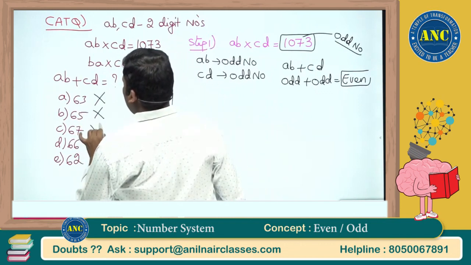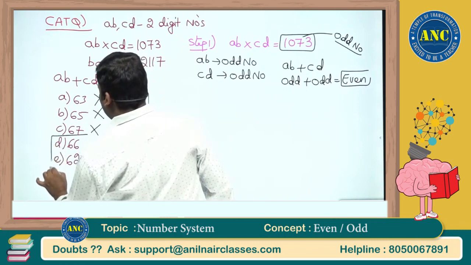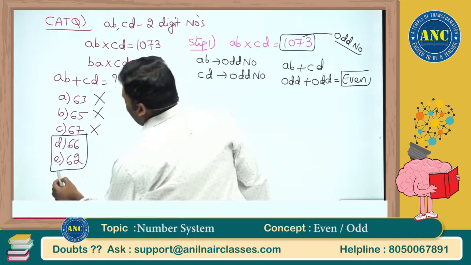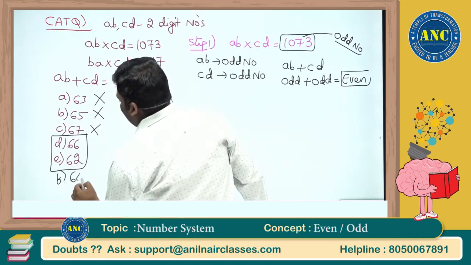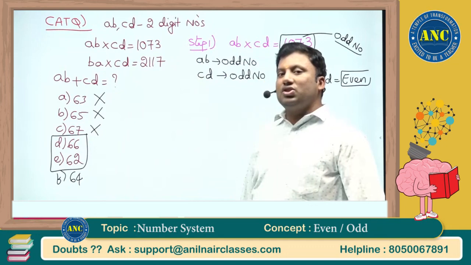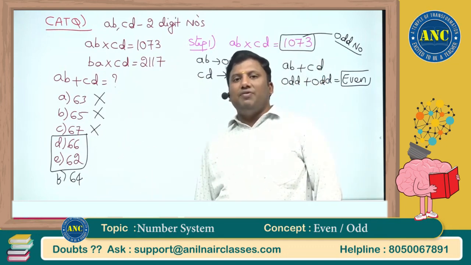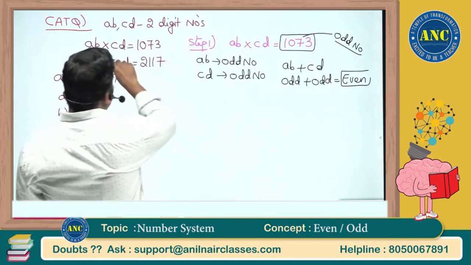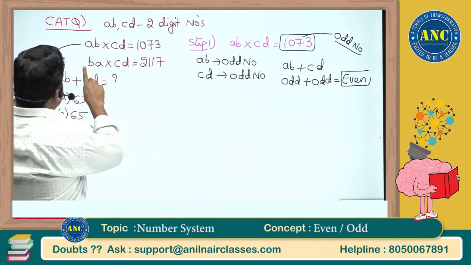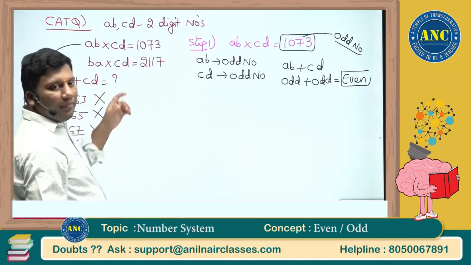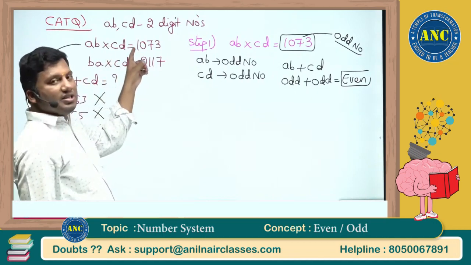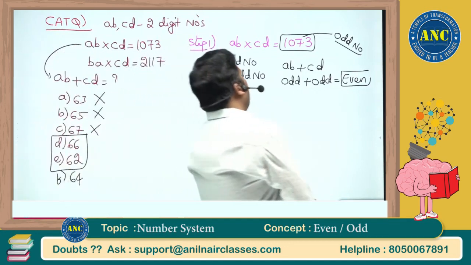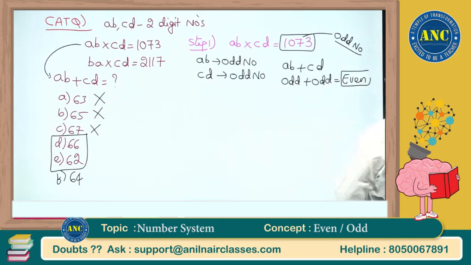First option out, second option out, third option. We are stuck between these two options. To make the level of difficulty a little higher, I will keep one more option as 64. Why am I keeping 64? You will understand it in the next minute. Is this first step clear? AB into CD, the question is asking for AB plus CD. Odd plus odd has to be even. So AB odd, CD odd, the sum is even.